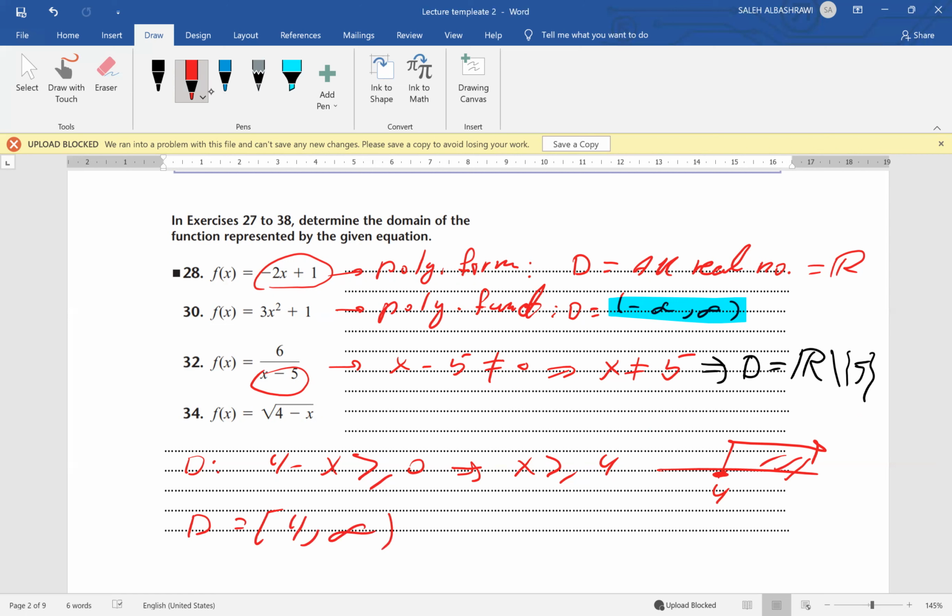So for the square root, what is inside the square root must be greater than or equal to 0 if it is not in the denominator. So the domain for this function will be from 4 to infinity.